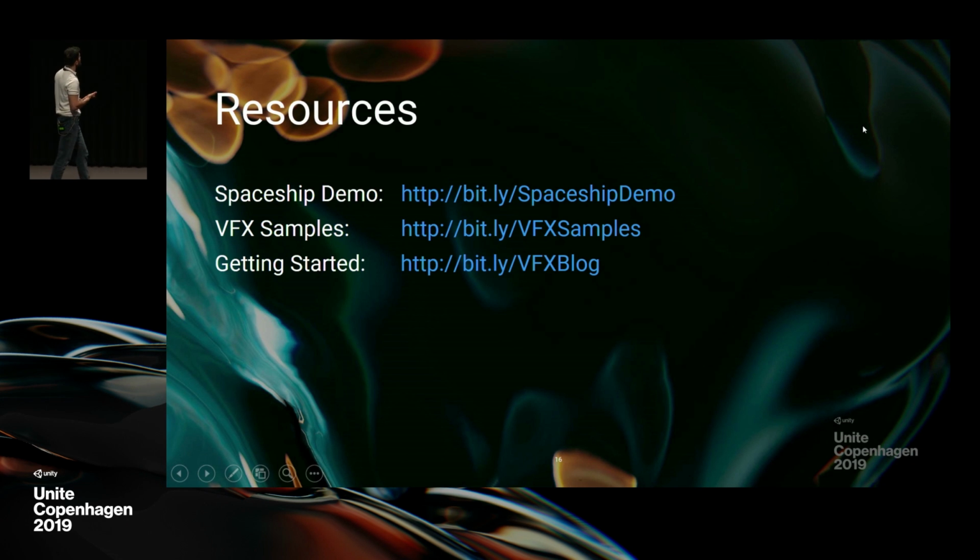So the first one is the spaceship demo. It's the blog that explains everything about it, but there is a link for you to download the whole project. Then we have the visual effects samples that I mentioned. There's usually, I think, about 10 or some effects in there that kind of cover different things. And the blog is a little bit outdated by now, but at least the basic functionality of getting started. If you have not tried the visual effects graph in the past, I do recommend checking this one out.